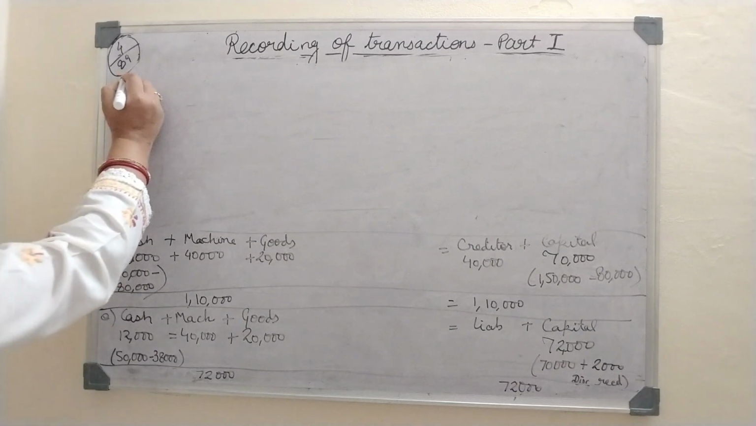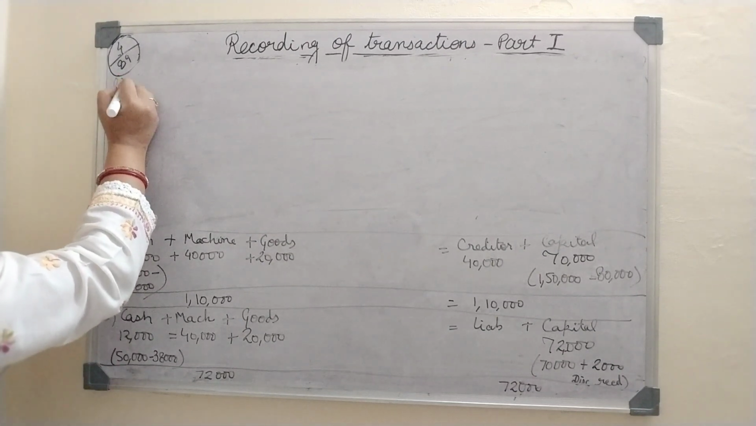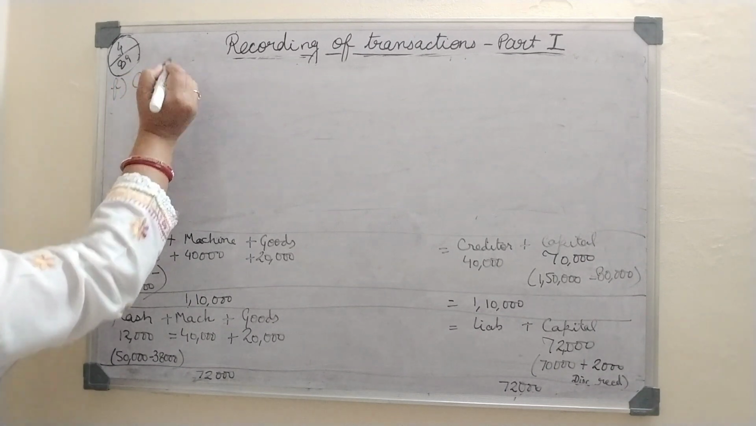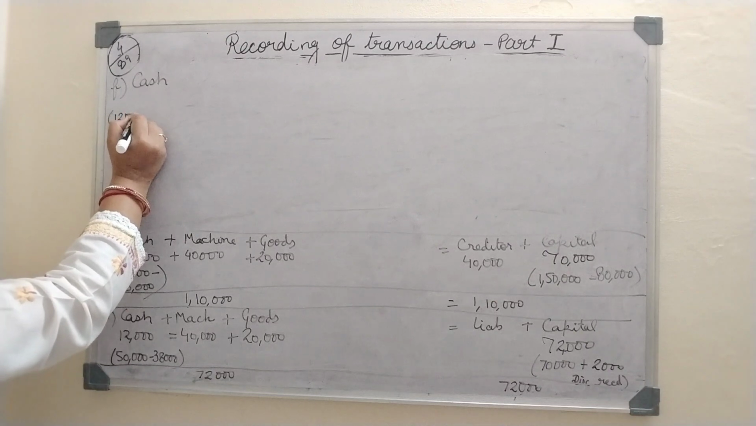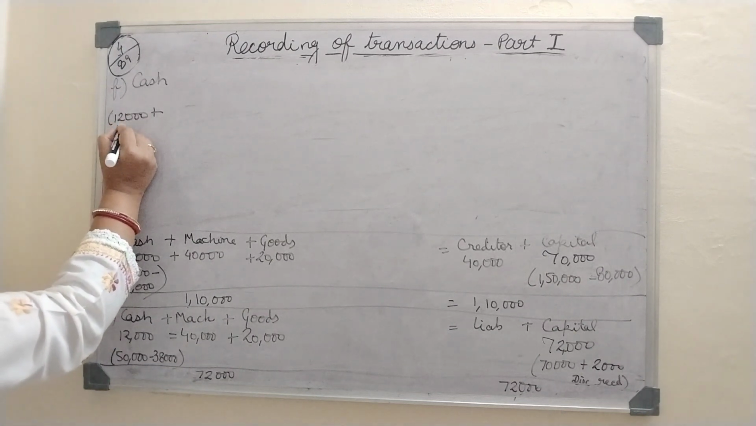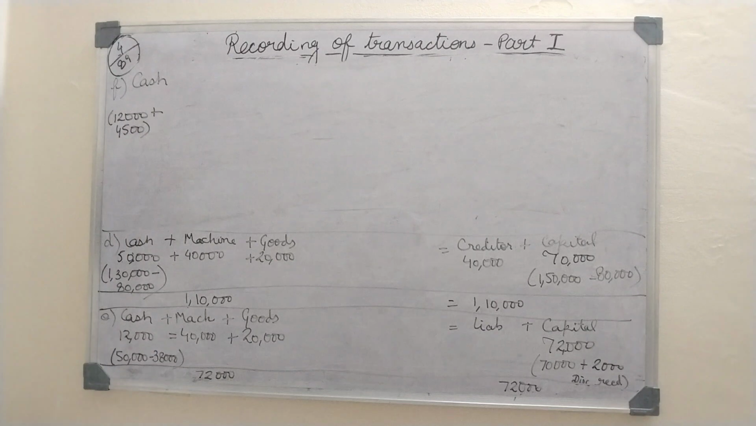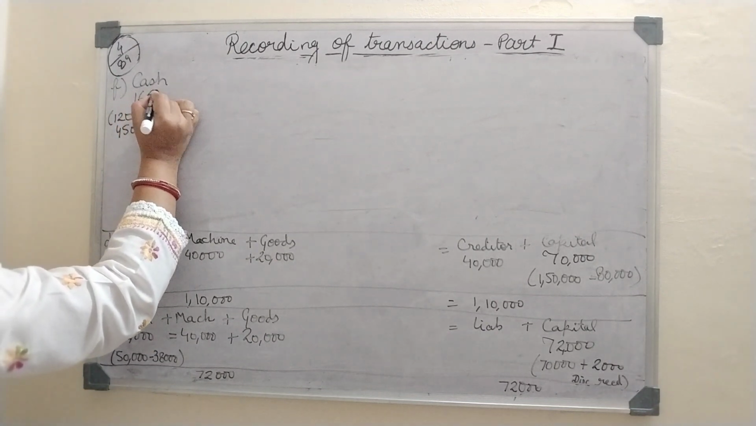So when goods are sold, it is your F part. Goods are sold means I have received cash. So how much will it come to? 12,000 plus we have sold it for 4500. So 12,000 plus 4500 gives you 16500.